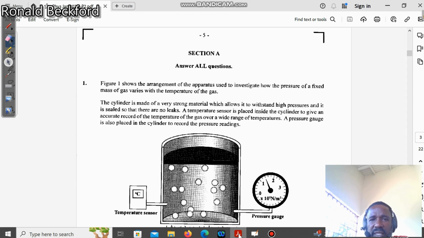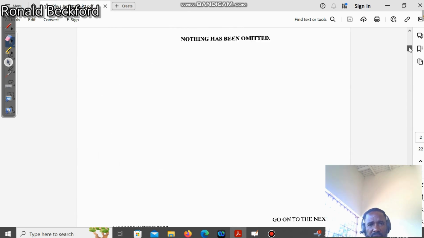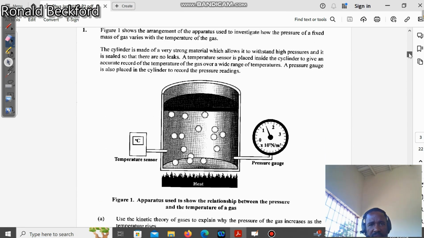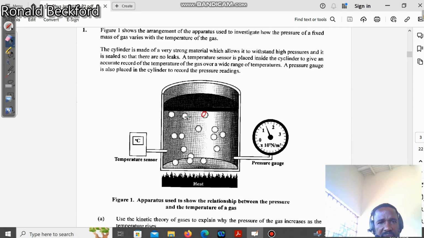A temperature sensor is placed inside the cylinder to give an accurate record of the temperature of the gas over a wide range of temperatures. A pressure gauge is also placed in the cylinder to record the pressure readings. So here we have the apparatus, and we are looking at the particles on the inside. So these are the particles.